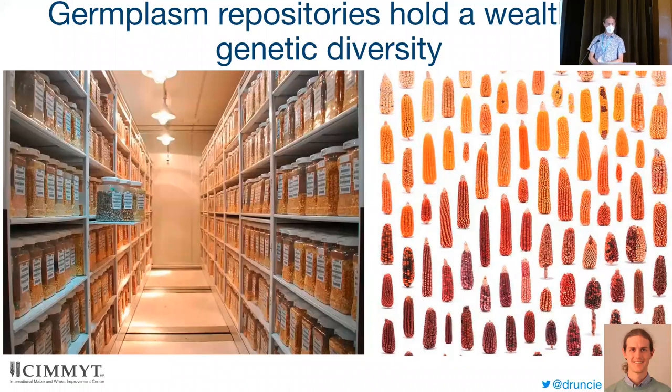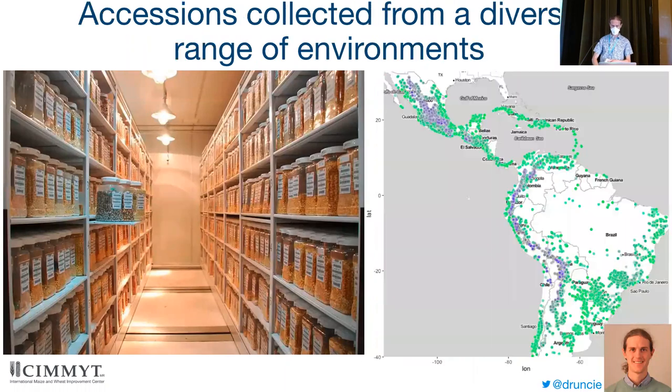Germplasm repositories or gene banks hold millions of accessions of crop species from farms collected across the world. These accessions capture a wide range of genetic diversity and all sorts of traits, from disease resistance to quality and nutritional traits. And these are currently largely untapped by modern breeding programs.